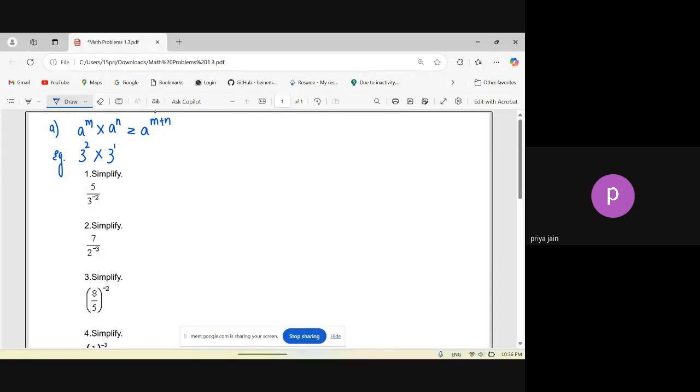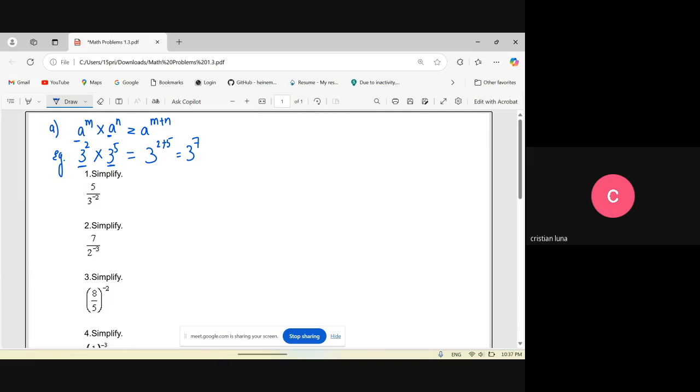times 3 to the power 5. Since your bases are the same, so in this case they are a, then you would do 2 plus 5, which is 7.